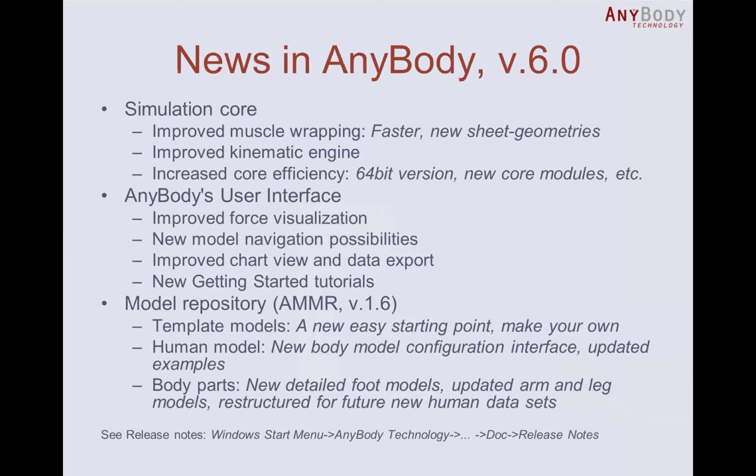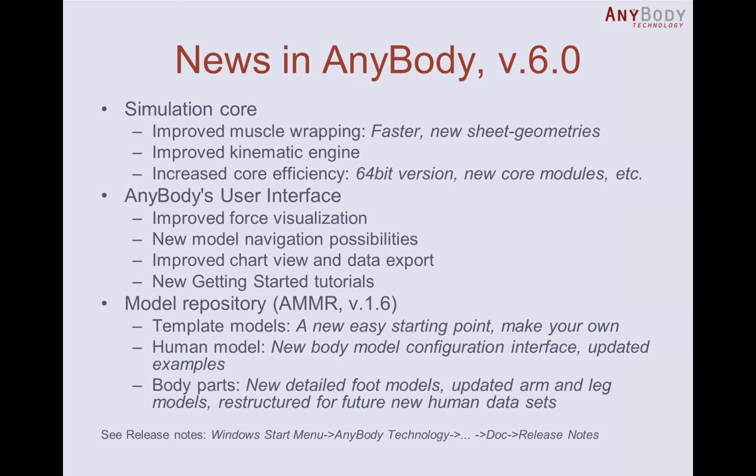Here is a short overview of the most important news in AnyBody 6.0. The simulation core is updated quite a bit. The kinematic engine handling all motion analysis is updated significantly, and in particular the muscle wrapping facilities are extended. We will get back to these updates shortly. But in addition, the core has been updated with new versions of all computational third-party modules, and finally a full 64-bit version of the AnyBody modeling system is available.